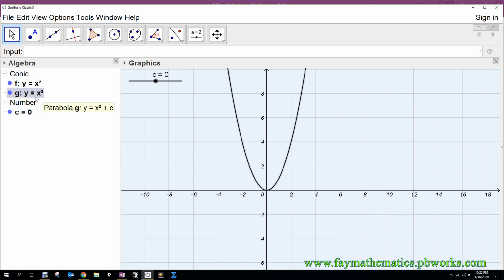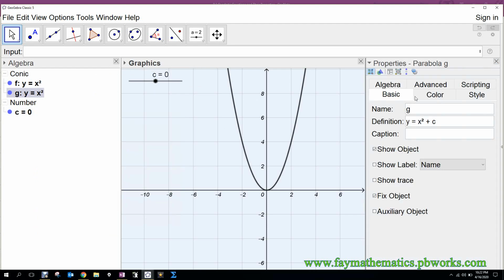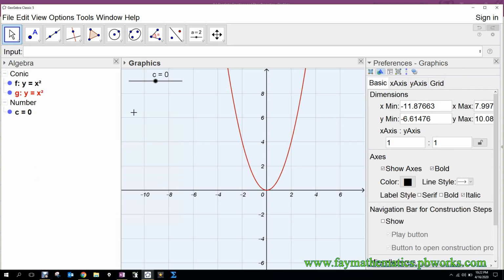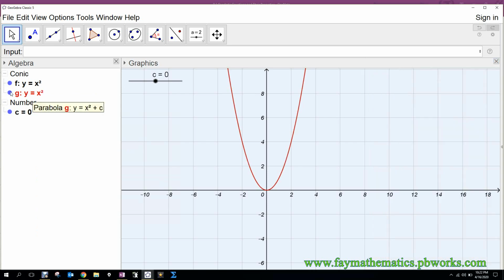Let me change this one to red. You see that they're the same, so the black one and the red one lay on top of each other. When I make that c go to plus 1, you see that every single point on here has been moved up 1 unit.